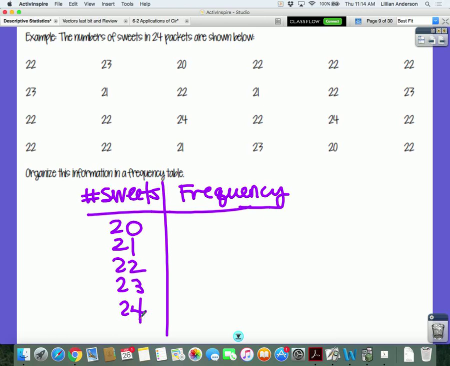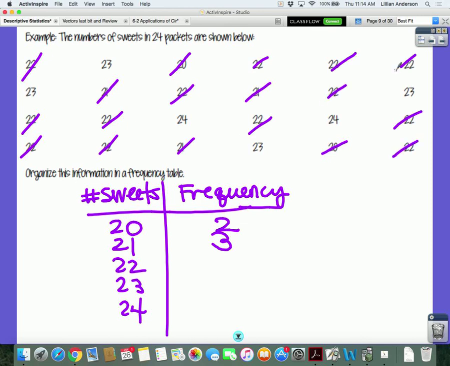Now, how many packets actually had 20 sweets in them? 2. There are 2. You have one here, and you have one here. So we would basically say that the number 20 showed up 2 times out of the 24. What about 21? 3 times. We got 1, 2, and 3. And we are creating our frequency table. You guys see how this is? Pretty simple, right? 22, how many? 13. 1, 2, 3, 4, 5, 6, 7, 8, 9, 10, 11, 12. Yes.